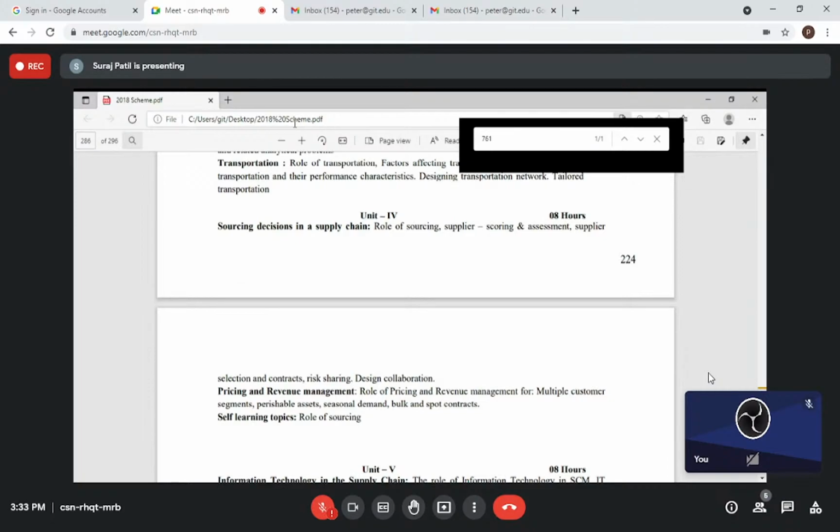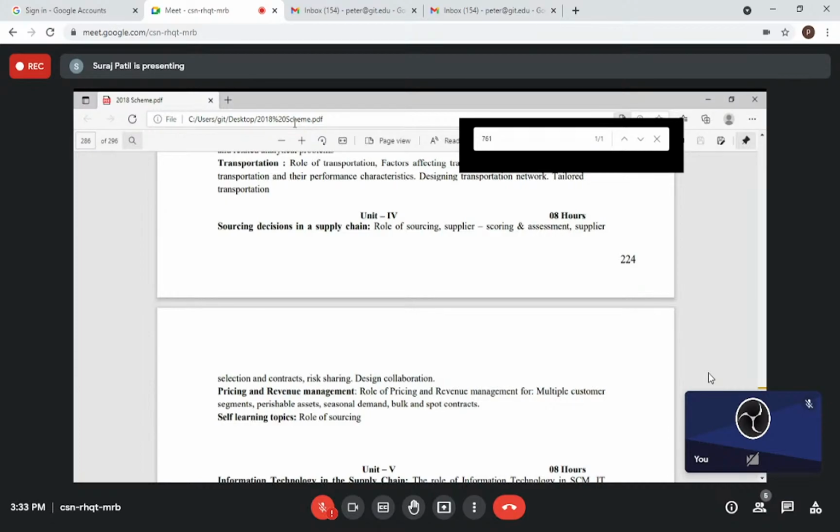Here you will be discussing the roles of the suppliers. Then scoring and assessment, supplier selection, contracts, and what are the risks involved in taking a particular decision for that sourcing, like when you insource or outsource the product or component for your production. Okay, what are the pros and cons of insourcing and outsourcing of the product. Then the concept of design collaboration you will be discussing.